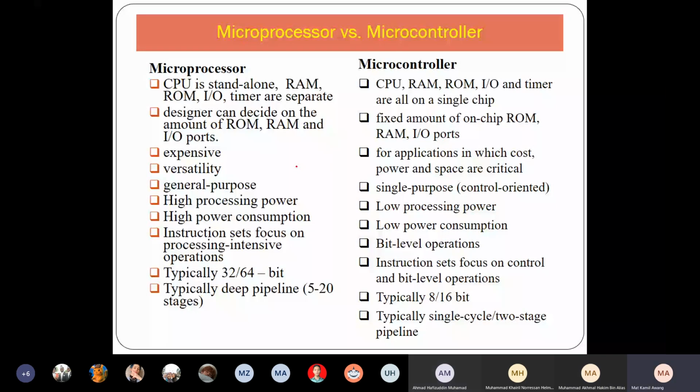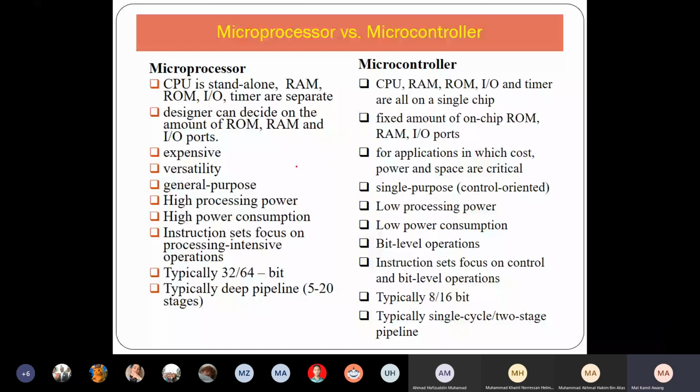On your handphones, the smartphone now is basically a microprocessor. That's why you have the ability of having a memory card, for example. Those are actually microprocessors already. They use microprocessor.